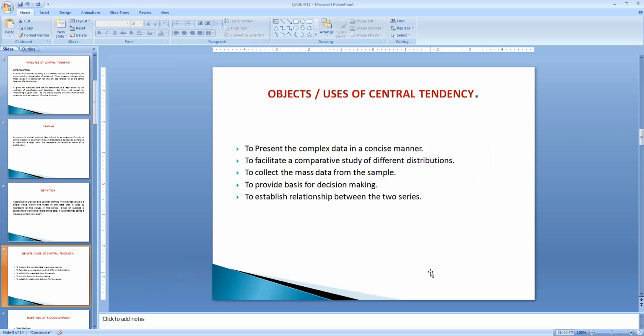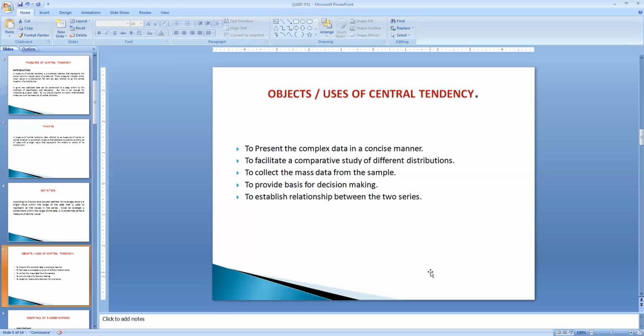Let us see for what purpose we calculate the central tendency. What are the objectives? What is the purpose? The purpose of these averages is to present complex data in a concise manner. We know that when data is very difficult to analyze, present, or express, if the same data is presented with the help of a single value, that is called an average, it is very easy to understand. A complex set of data can be presented very easily in an average, or in the form of central tendency.